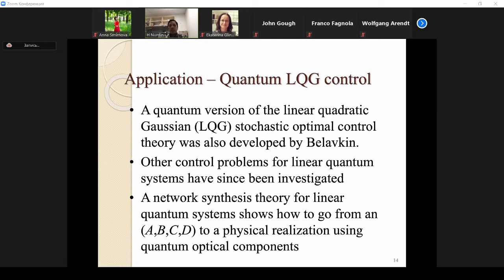But beyond that, you can also consider other control problems for linear quantum systems. And there is also a network synthesis theory. So if you have a physically realizable linear quantum system that satisfies the constraints that I showed earlier, then there is a theory that shows how you can systematically build the corresponding physical system that has the dynamics of that linear quantum system.